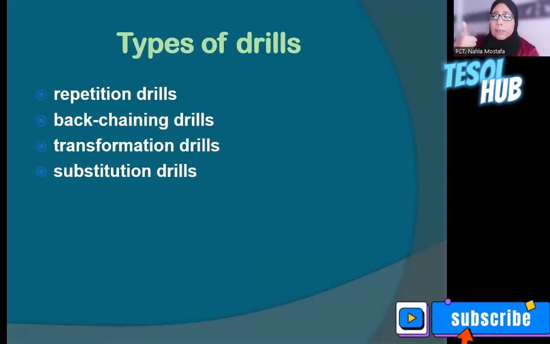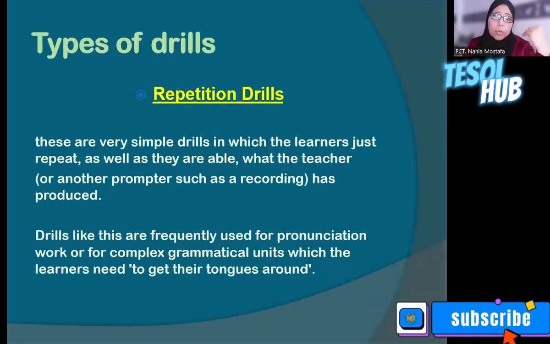Repetition drills, back-chaining drills, transformation drills, substitution drills. And let's talk about them. We talked about transformation drill, but we will explain it again. But let's talk about repetition drills. This is what we all know. You say, and they repeat. You say, and they repeat. So it could be just repetition for the grammar structure or for the new word that they have.